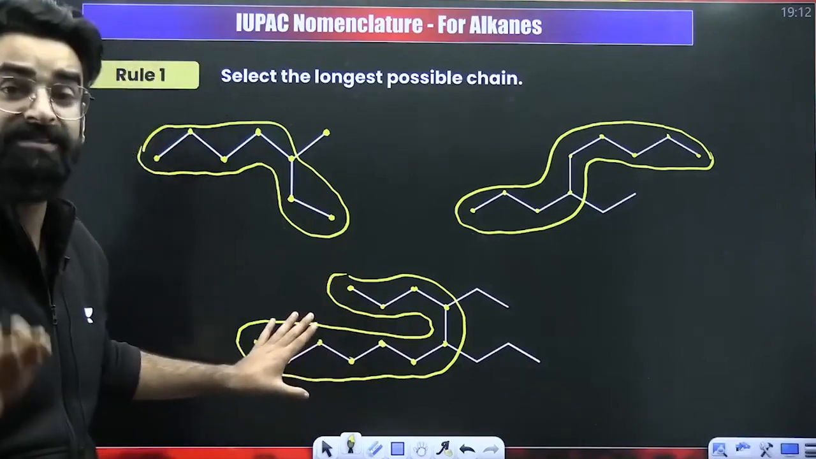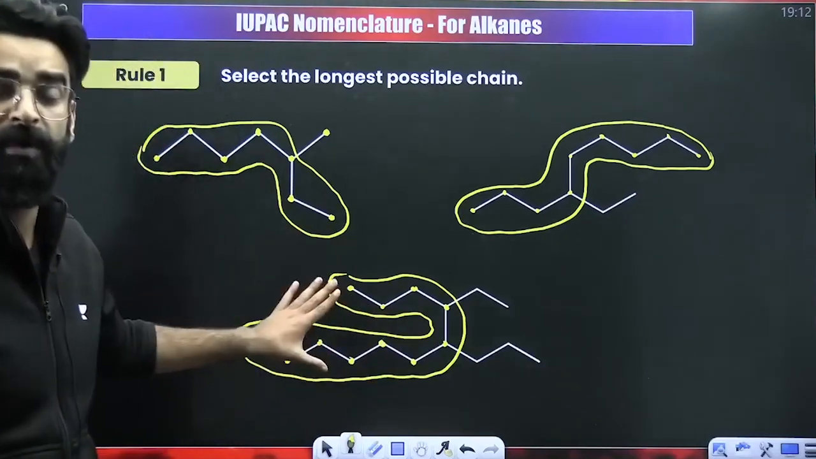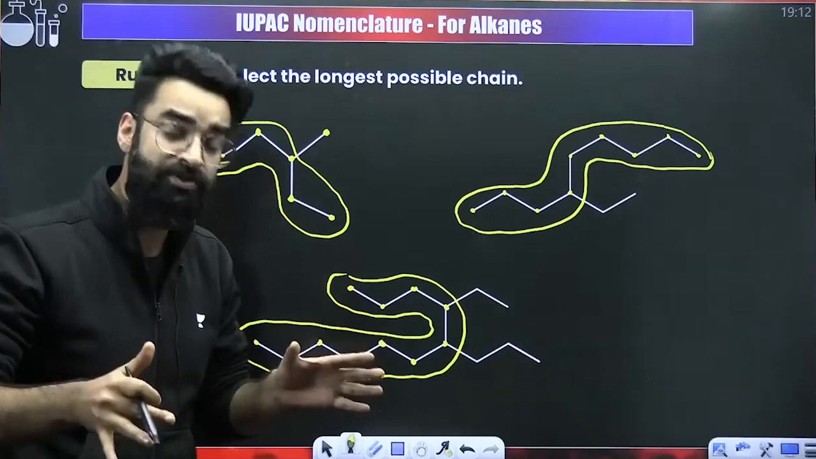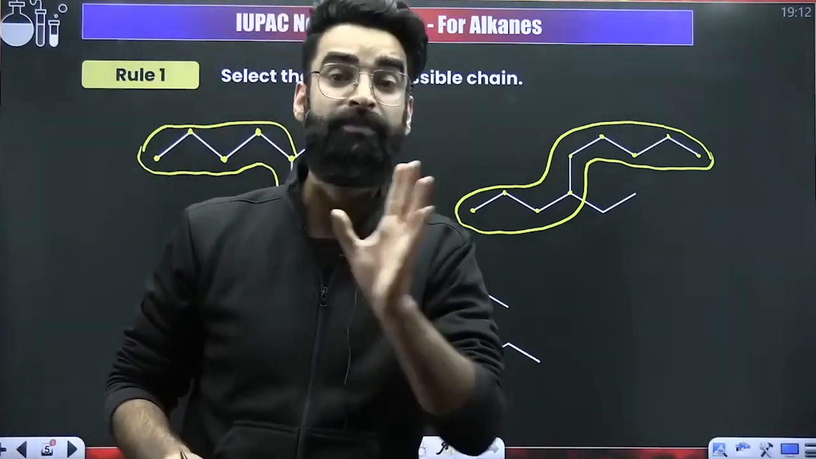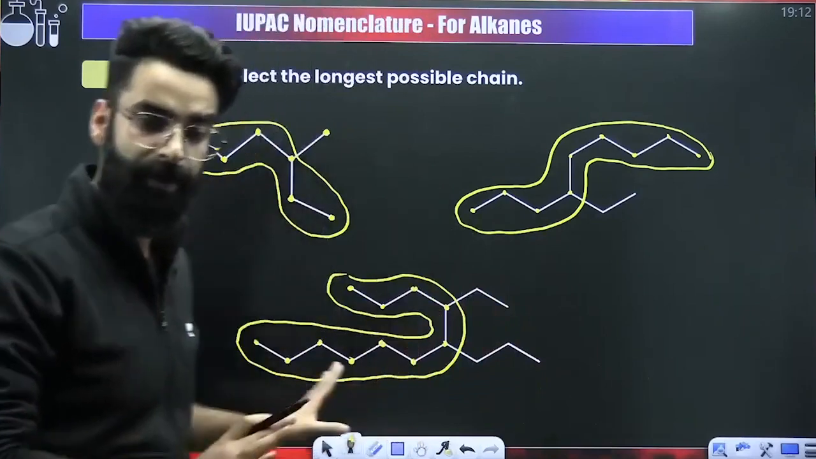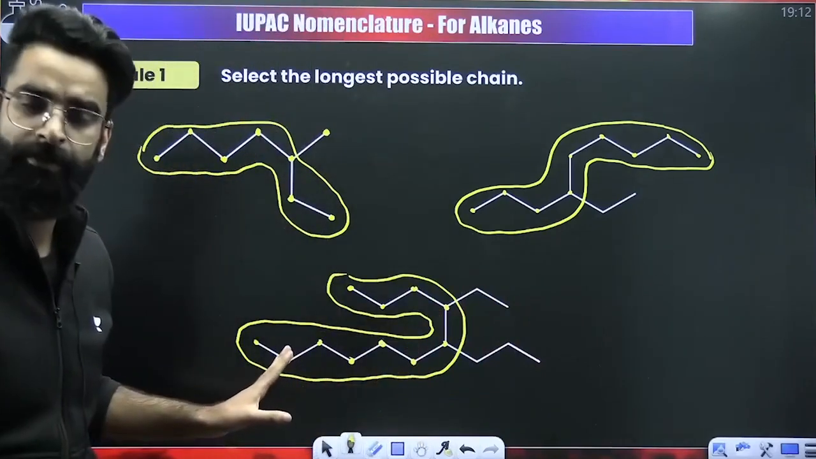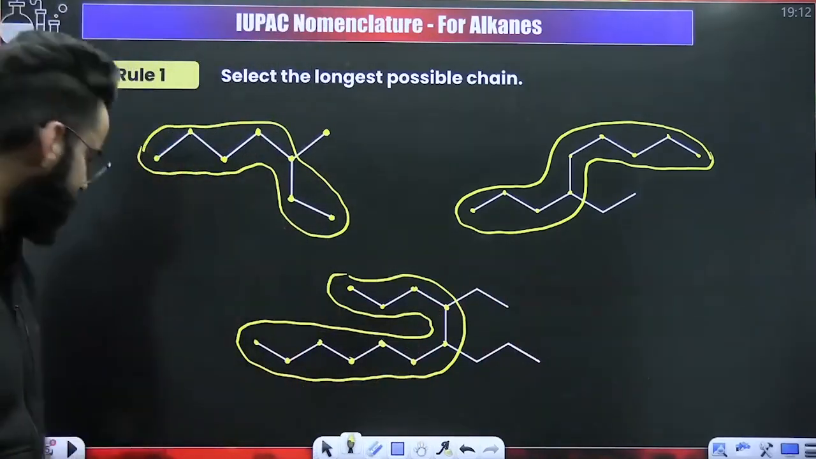So your first rule, which you are going to remember from now onwards, when you try to name an organic compound: you have to select the longest possible carbon chain in the compound. As simple as that. This is your rule number 1.